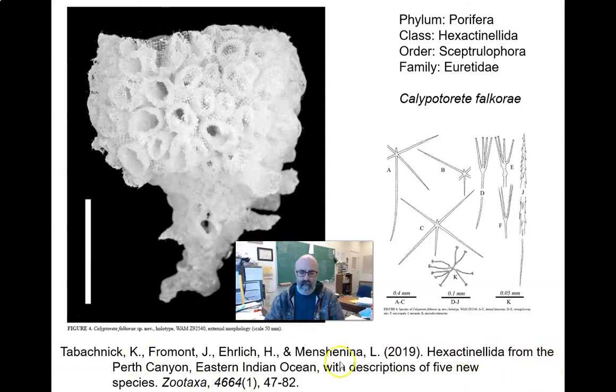Hexanellida from the Perth Canyon with descriptions of 5 new species. So this is in the phylum Porifera, class, order, family. The genus is Calyptotoreti and Falcorae. This is what it looks like. This comes right from the species description. This is the type specimen. It shows the spicules, and this is one of the characteristics that is good at describing Calyptoreta falcorae. So I think this was named after a guy that owns a marina and was really generous to these scientists.